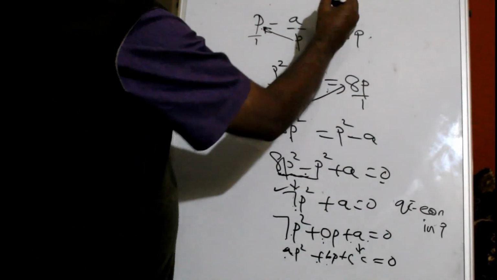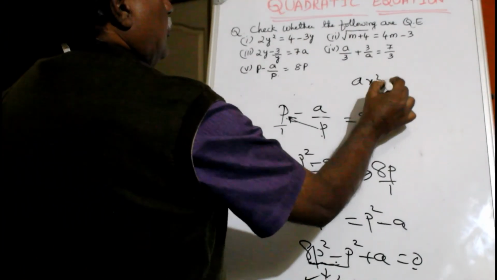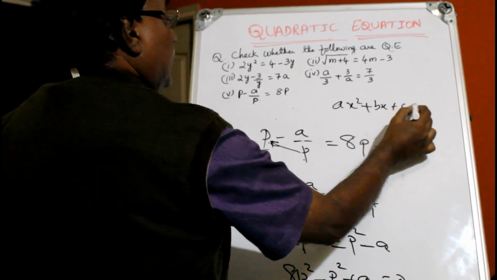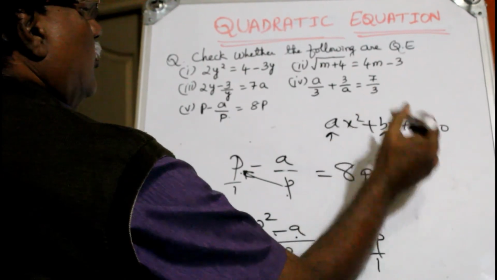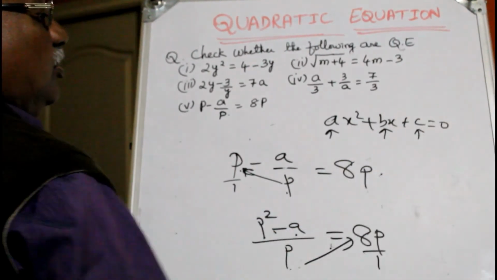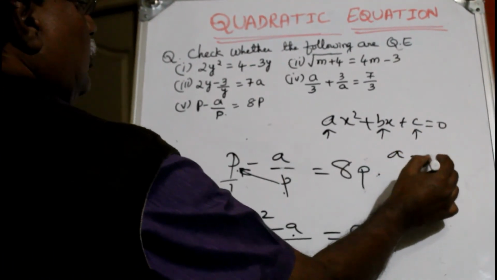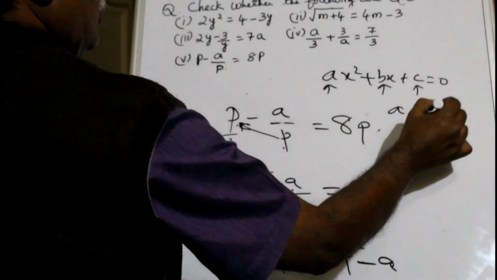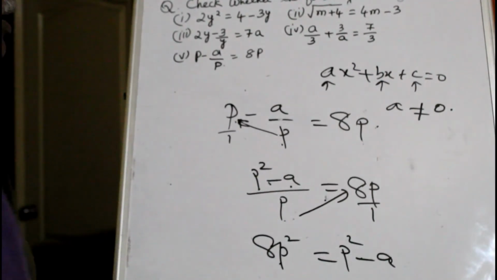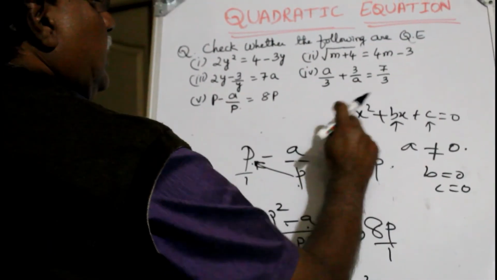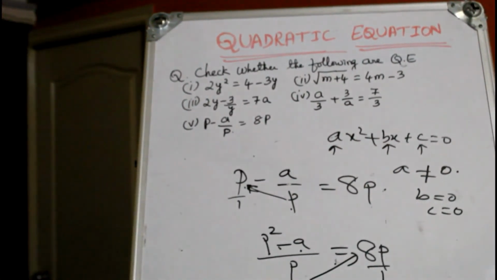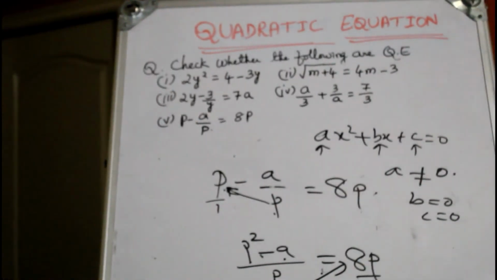So the quadratic general form they say is a x square plus b x plus c, and a is called the coefficient of x square, b is called the coefficient of x, and c is called the constant. And generally a should not be equal to 0 for a quadratic equation. b can be 0 and c can be 0, that is allowed, but a should not be 0. So hope you understood what is a quadratic equation.